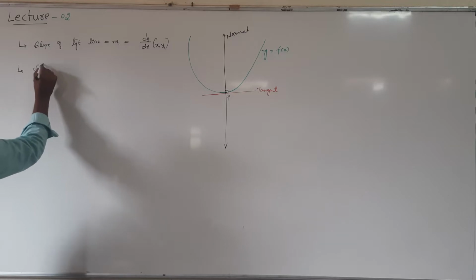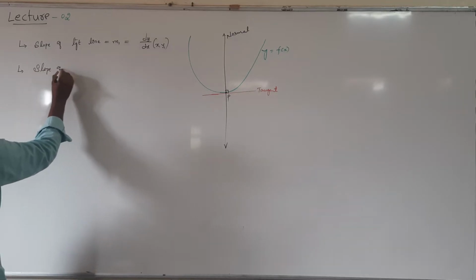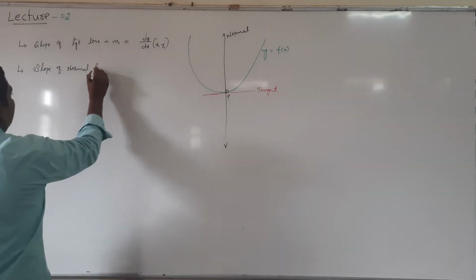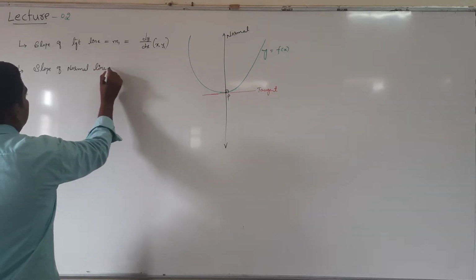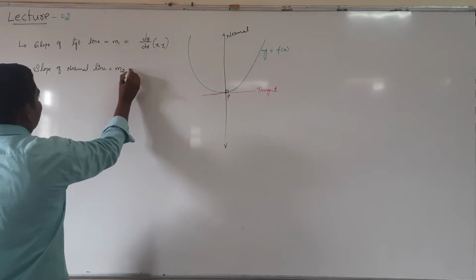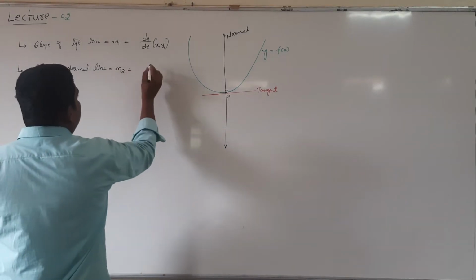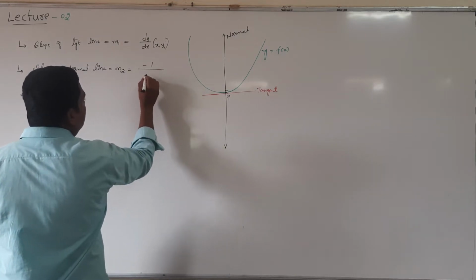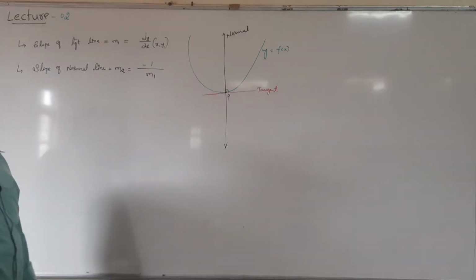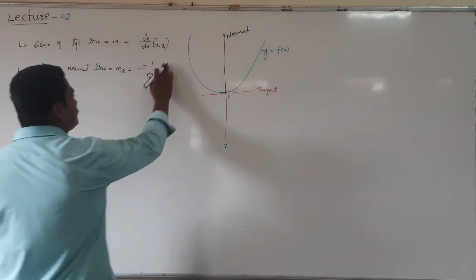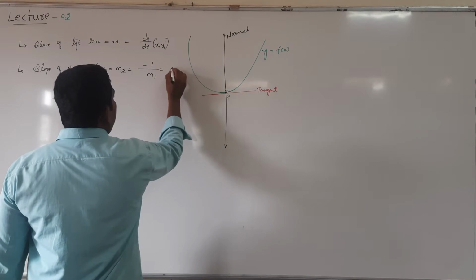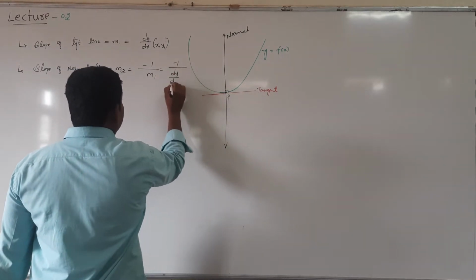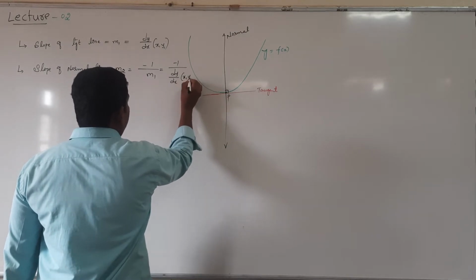Next, slope of normal. Slope of normal line is denoted with m2. This is nothing but minus 1 divided by m1, or else it is equal to minus 1 divided by dy by dx at a given point.